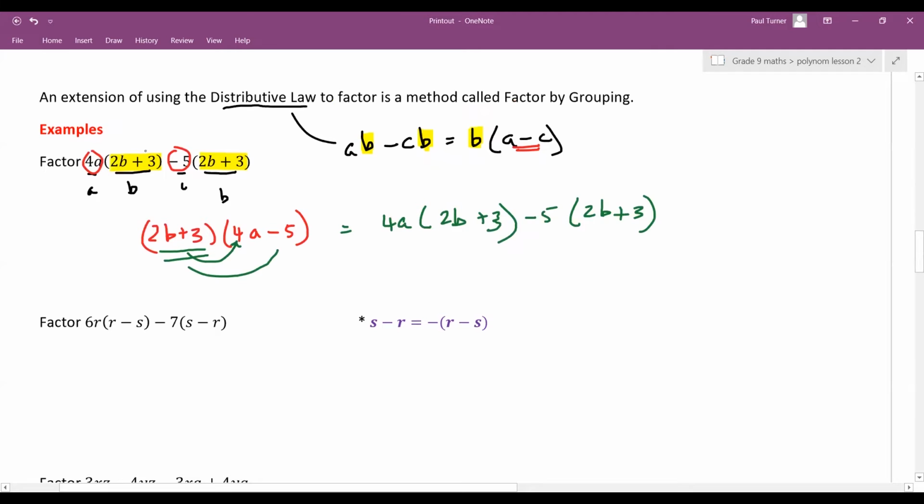That one's fairly straightforward because we already can see the 2 factors are here, the common factor. So that's your common factor there.